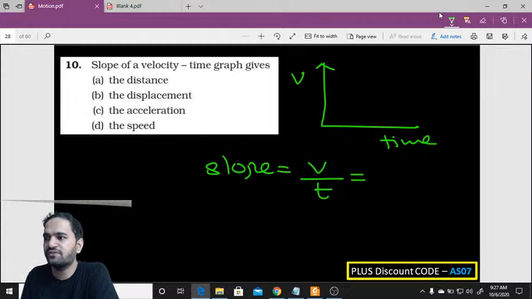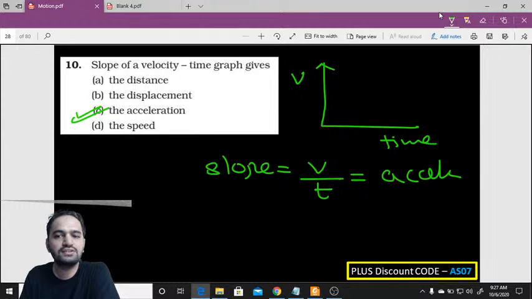Write it in the chat box very fast. It would be acceleration. So the answer is C. Very simple. The answer would be C in this case. Right? Meter per second square.